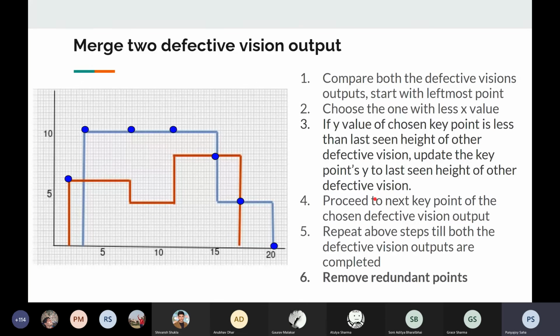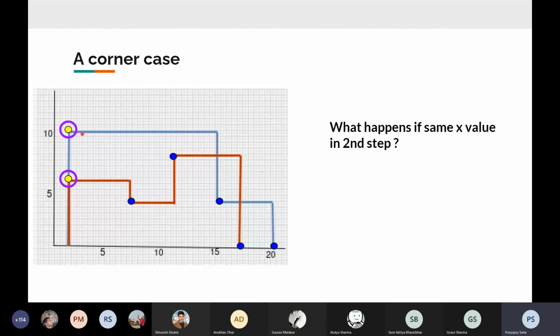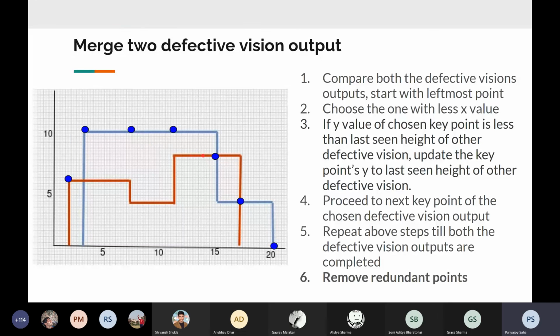Then again, we have to do the last step, removing the redundant points. I think you remember from the simple approach. This is similar to that. When you have two or more points with the same y-axis, you have to take the leftmost point. So we remove this, and finally we get the output.